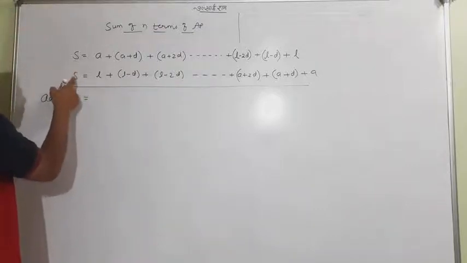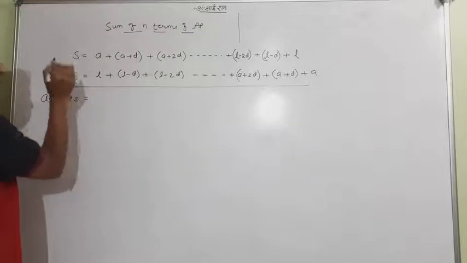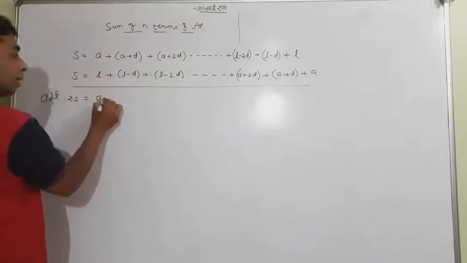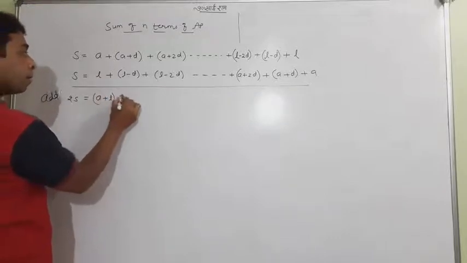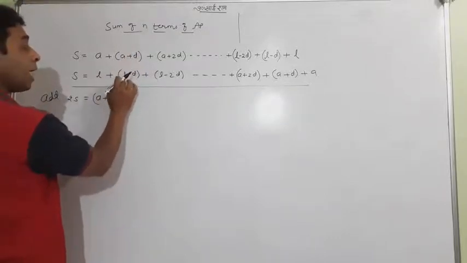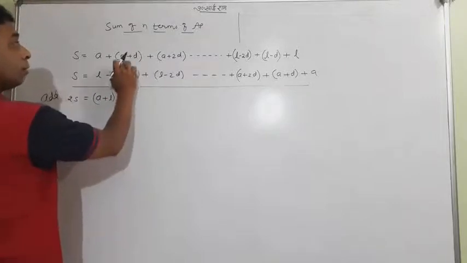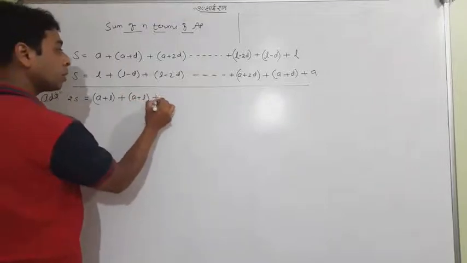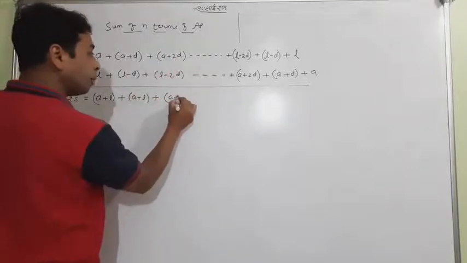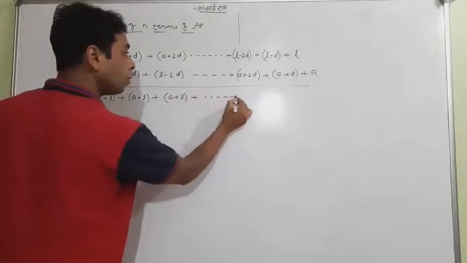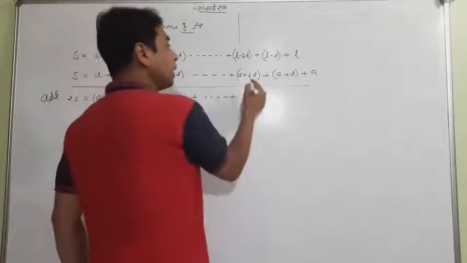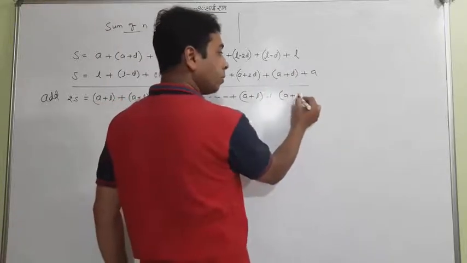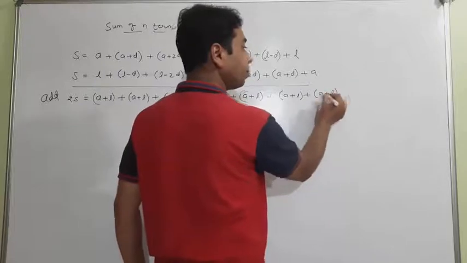So S and S will become 2S. A and L will be A plus L. A plus D and L minus D: D and D cancel because it is plus and minus, so only A plus L remains. Again 2D and 2D cancel, A plus L. D and D cancel, A plus L, and A plus L.